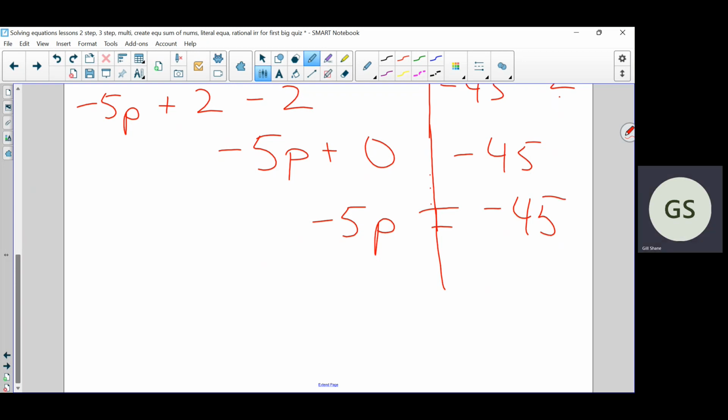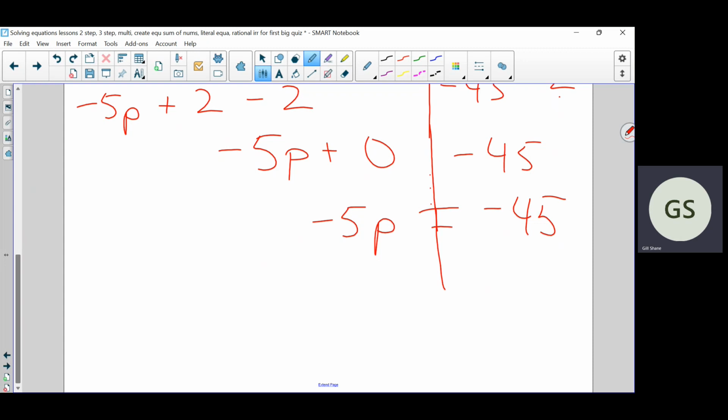What does the -5p mean again? What does -5 next to the p mean? What am I doing there? What does that mean, Jocelyn? Don't worry about the next step yet. What does it mean the way it is? What does -5 next to p mean? We said at the beginning of the problem, that means I'm multiplying.